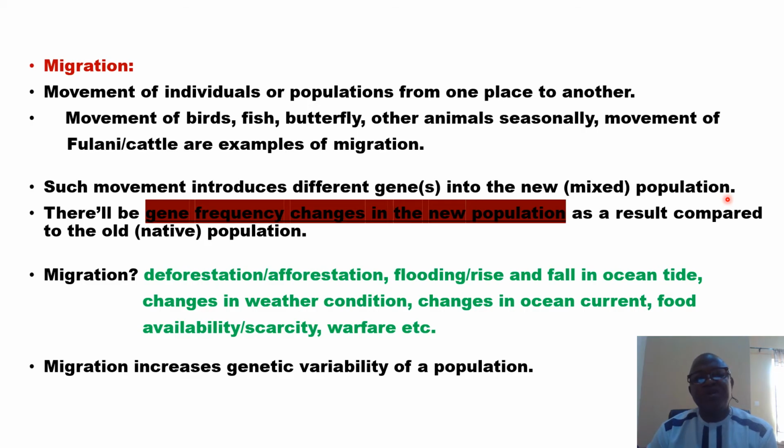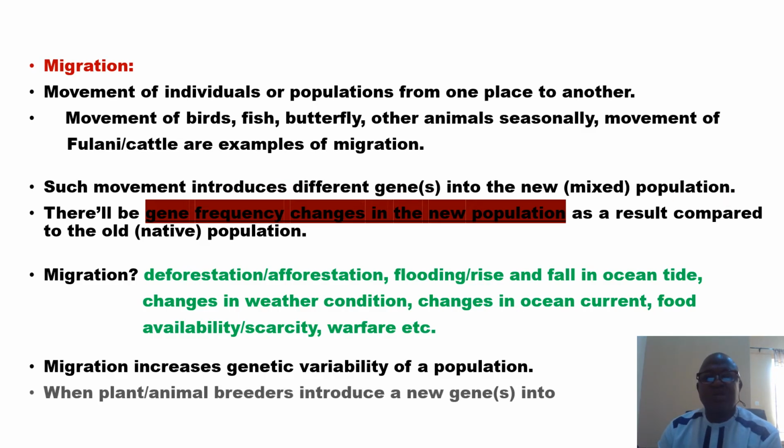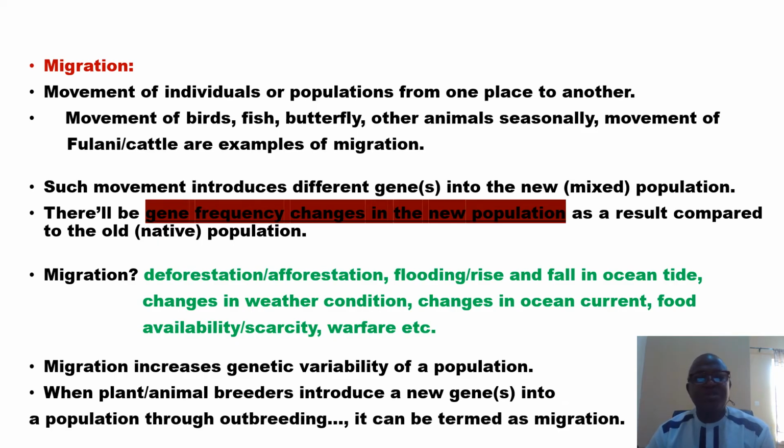Because of this migration, we increase the genetic variability of a population as a result of introduction of new genes into the old population. So when plant and animal breeders purposely introduce new genes into a population through outbreeding, we also refer to this as migration. So we want to obtain an expression for calculating the expected change in gene frequency as a result of migration.